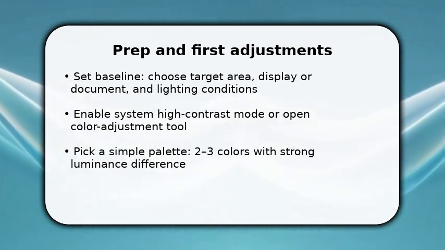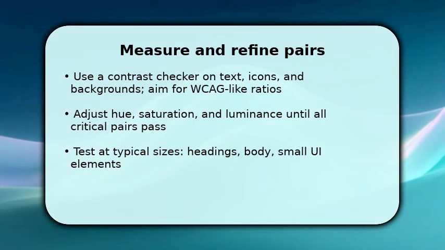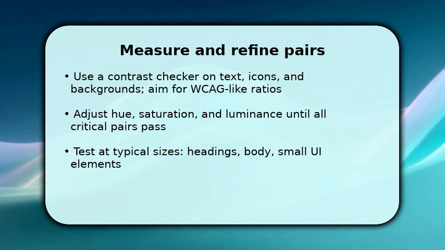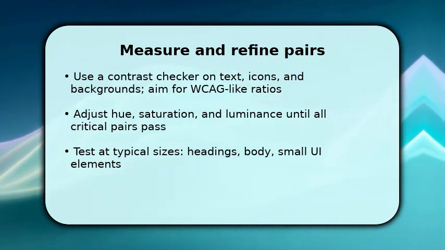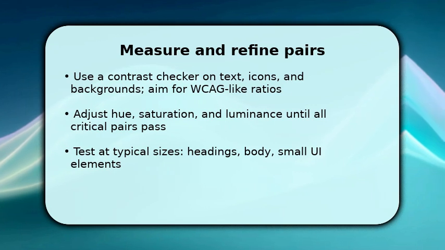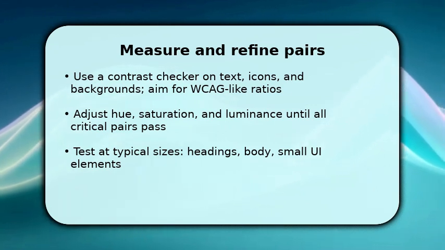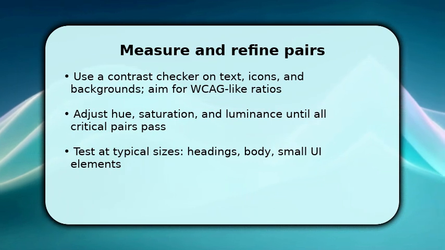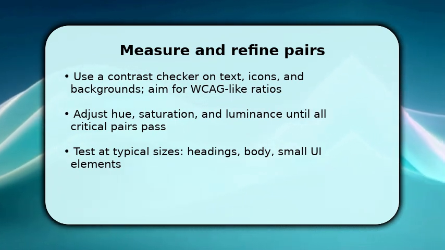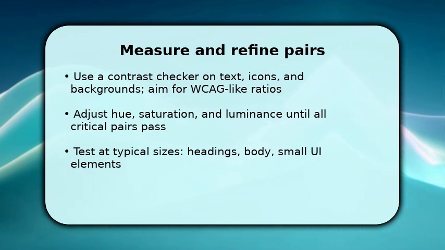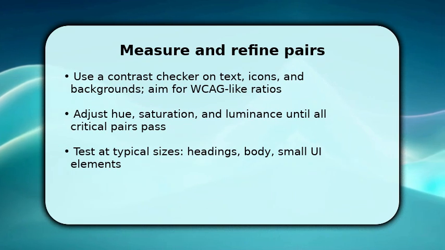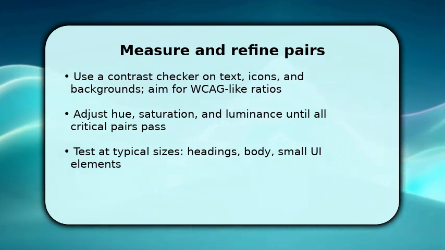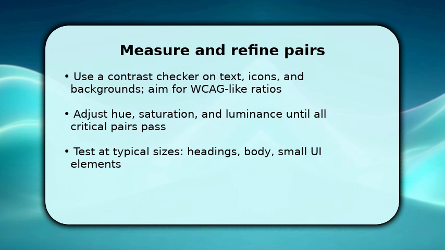You now focus on the complex middle work, measuring and iterating. Use a contrast checker to evaluate each critical pair, text on background, icons, buttons, aiming for accessible ratios that suit your audience. Then, refine hue, saturation, and luminance carefully. Small luminance shifts can yield large contrast gains without breaking brand color. Make sure to test at real sizes, including small UI elements, because readability changes with scale. Keep iterating until every important element clears your chosen thresholds.